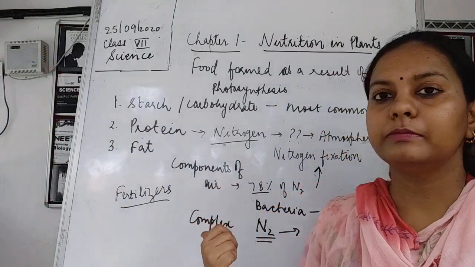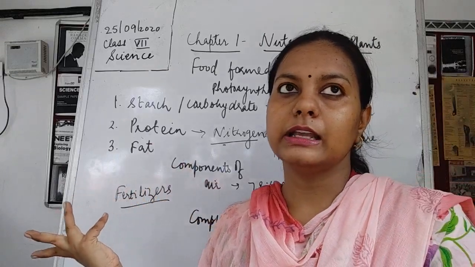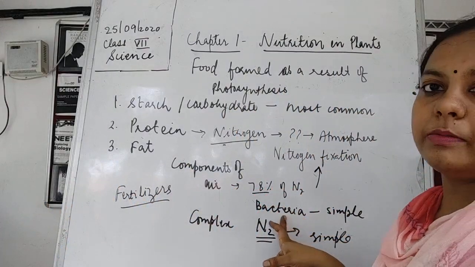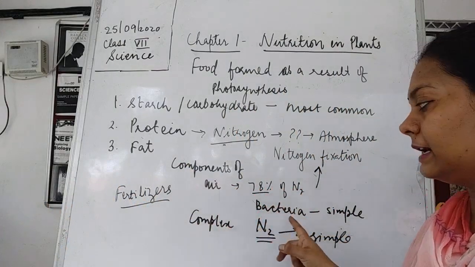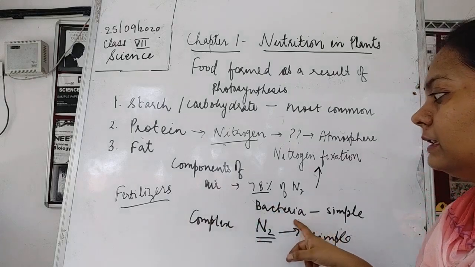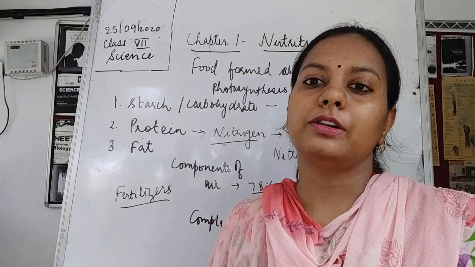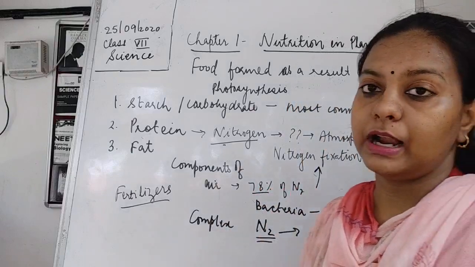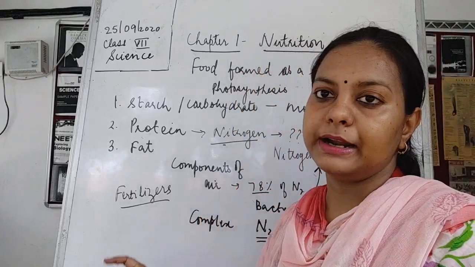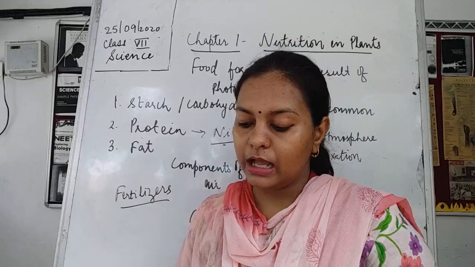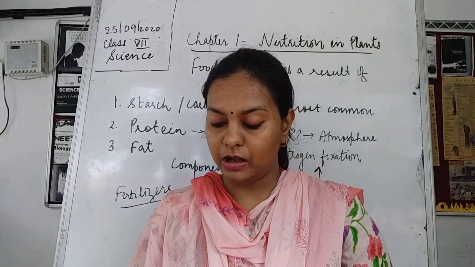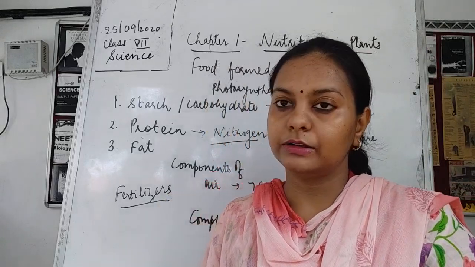So we can eat pulses easily, and we can easily synthesize the proteins. But if bacteria are not present, then plants are not able to synthesize. That is why these nitrogen fixing bacteria are present in the soil. They convert the complex form of nitrogen into simpler forms, and then the plants can absorb it easily. Otherwise it is added in the form of fertilizers. In this way the plant fulfills its requirement of nitrogen along with the requirement of the other constituents.